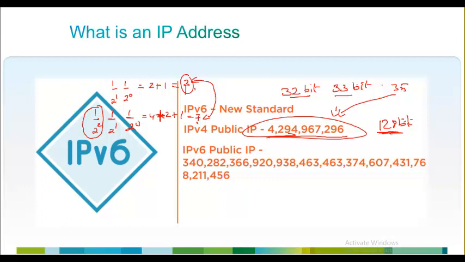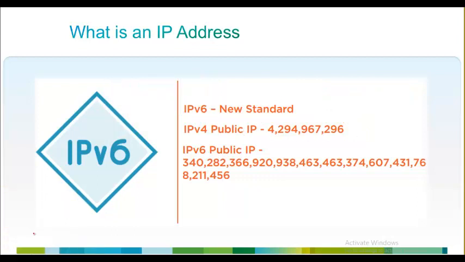But by keeping a long future in mind, they made the IPv6 address 128-bit. So IPv6 is 128-bit size. Very big. And you see how big it is down there: 3402822366... This is actually one number. I don't know how to read this. It's very big.